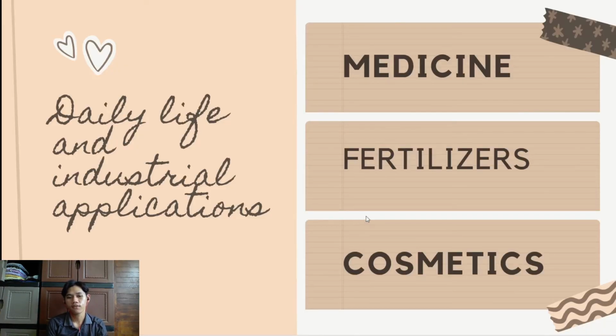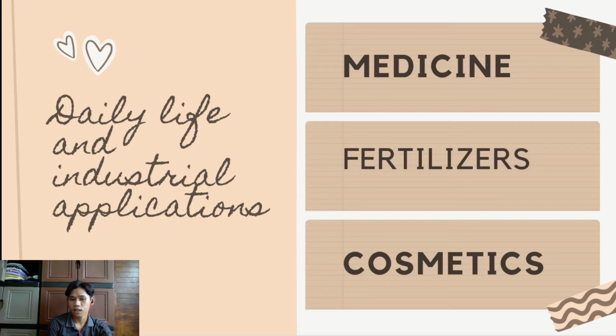Lastly, daily life and industrial applications of sulfur. This is an example of daily life and industrial application of sulfur, such as medicine, fertilizers, and cosmetics. I will explain to you one by one. Sulfur is an important element especially in medicines. If you have bronchitis and coughing all the time, doctors usually give you sulfur drugs. This medicine is made with sulfur and helps to kill the bacteria.